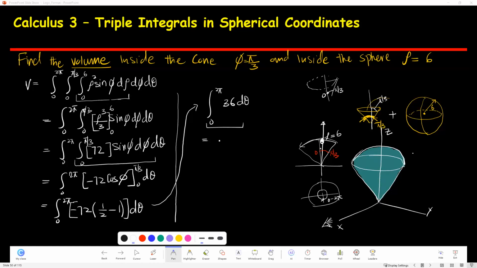Take the last integral, just do the integral this time. It's going to be 36 theta from 0 to 2 pi. And 36 times 2 pi minus 0 is going to be 72 pi, and that is my volume.